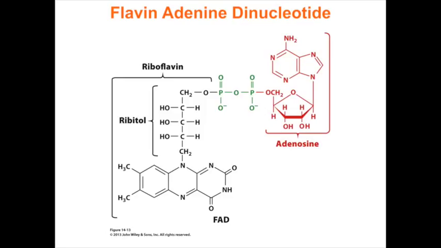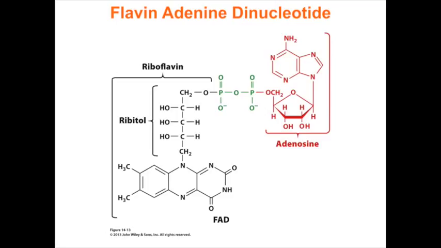The other main electron carrier is flavin adenine dinucleotide. You'll see both of these are made of adenosine. They have a phosphate bridge and a slightly different vitamin derivative that does the actual electron carrying. Here riboflavin does the electron carrying, where niacin did it in the previous example.